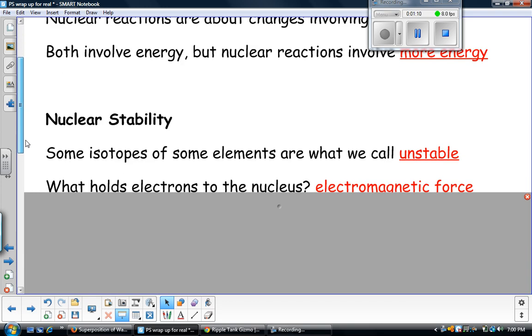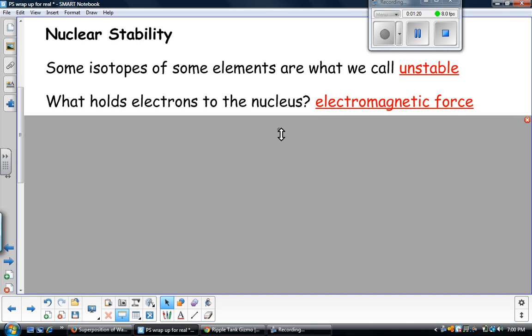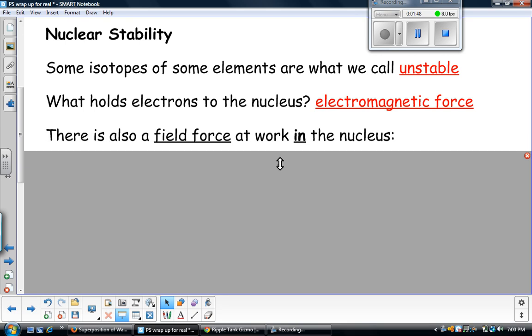Alright, nuclear stability. Some isotopes of some elements are what we call unstable. So let's give a little bit of background before we try to define that. Why do electrons hang around the nucleus? Why don't they just go flying off into space? Well, you know that opposites attract, and the negative electrons are attracted to the positive protons inside the nucleus. And we call that force, which is a field force, an electromagnetic force. Another field force that you're familiar with is the force of gravity. Field forces mean that the objects don't have to be in contact for that attractive or repulsive force to be working. Well, there's also a field force that's working inside the nucleus.